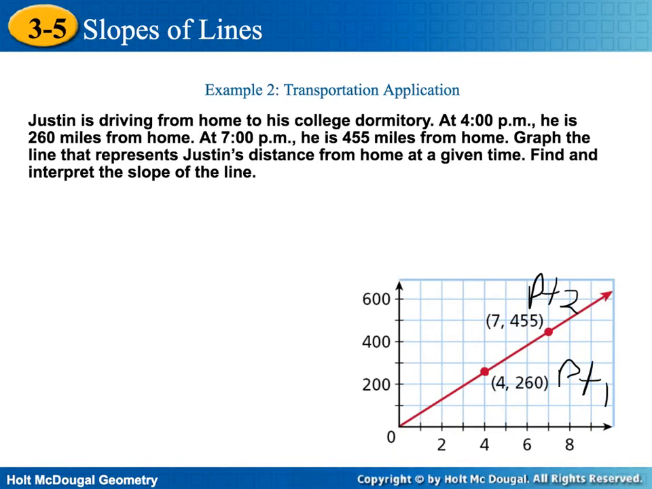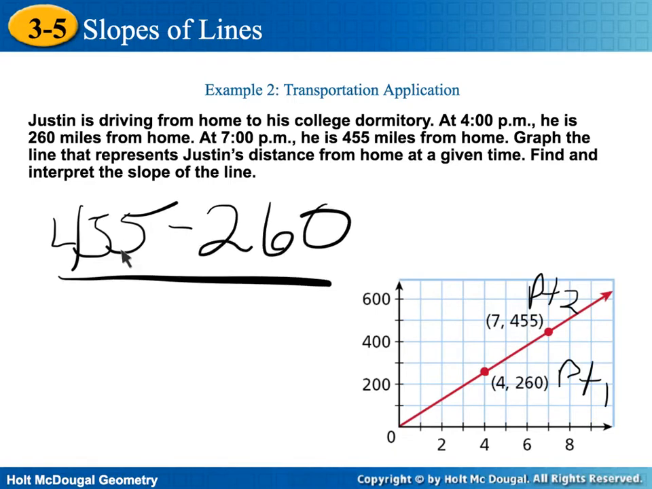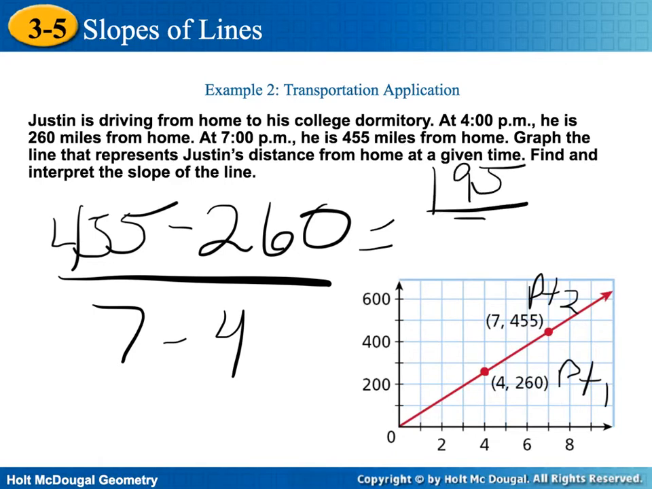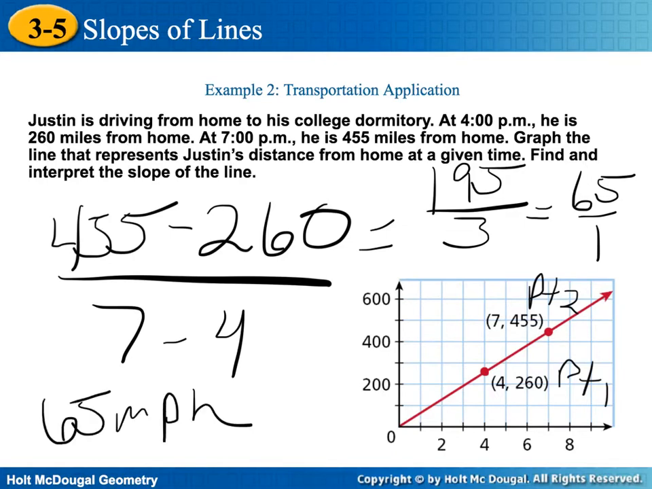Undefined is your second buzzword. So for example 2, I'm going to continue. I'm going to do 455 minus 260. This is y2 minus y1. Now I'm going to put that over 7 minus 4, x2 minus x1. I get 195 over 3, which reduces to 65 over 1. So in terms of this story problem, find and interpret the slope of the line. He is driving 65 miles per hour.